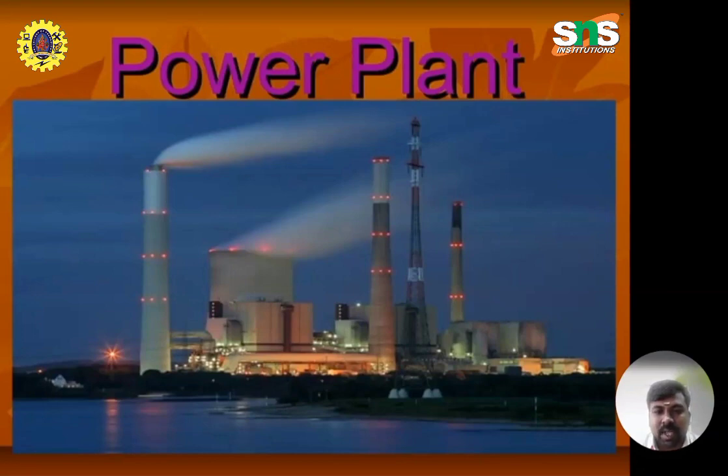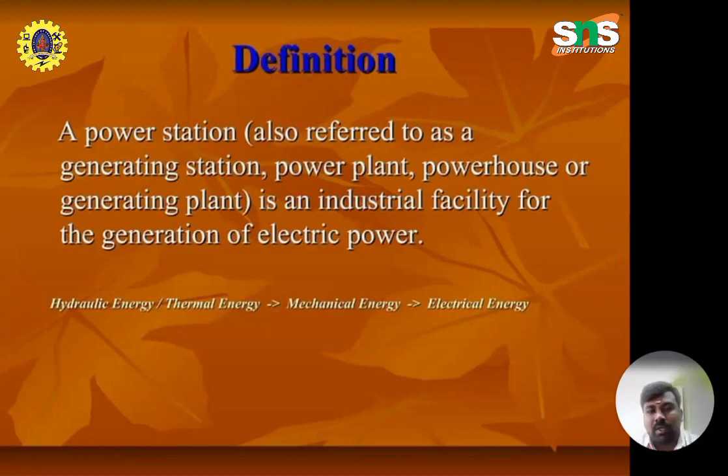So in this session, I am going to discuss various types of power plants. What is a power plant? A power plant is a power station. It is also referred to as a generating station, powerhouse, or generating plant. It is an industrial facility for the generation of electric power. It consists of the facilities required for producing power, so it contains all the equipment and devices.